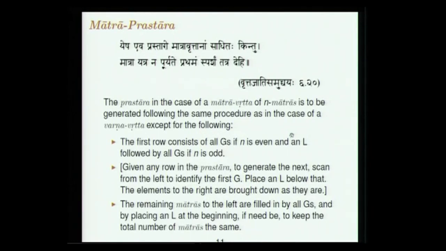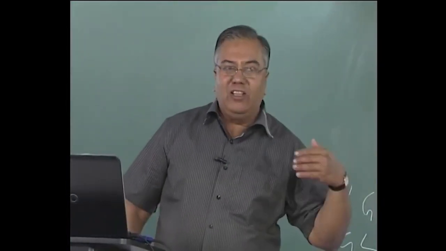So, this is the simple verse of Virahanka. Yesha eva prastaro matra vrittanam sadhita kintu matra yatra na puryate prathamam sparsham tatra dehi. Sparsham means laghu, it is the word for laghu. So, the rule for matra vritta prastara is the same as the rule for varna vritta prastara. And in the end, if the matra is not completing, you just put a laghu.